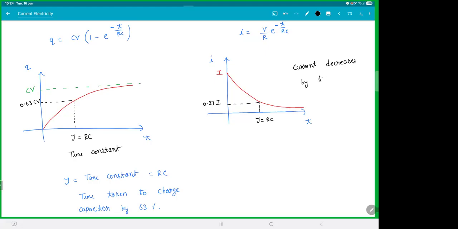Now, again, don't think like, oh, what is this obsession with 63? It's nothing special. e power minus 1, when you take 1 by e value, that turns out to be 0.63. So that is a graph for this. All clear with this?